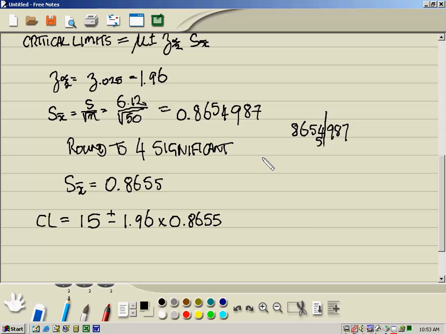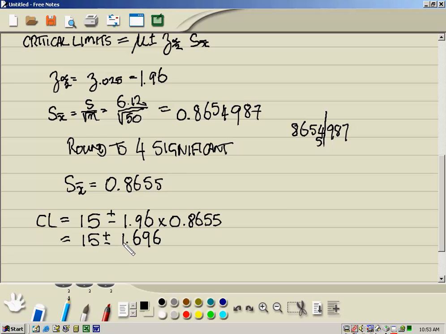rounded to 4 significant places, 0.8655. So I'm going to go back to my calculator using the number that's already up there, the exact number multiplied by 1.96, and write that down. So it's 15 plus and minus, and round this off to 4 significant places. It's 1.696. Alright, that's 4 places.